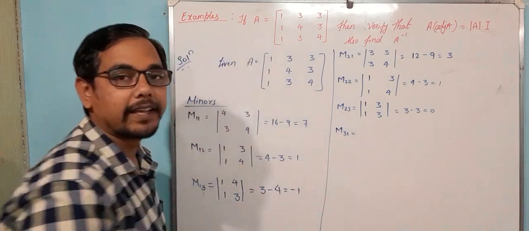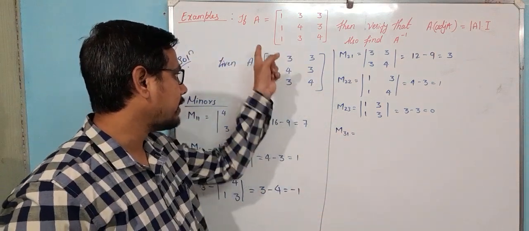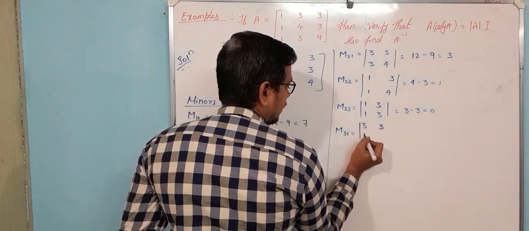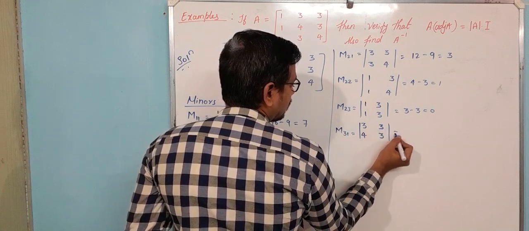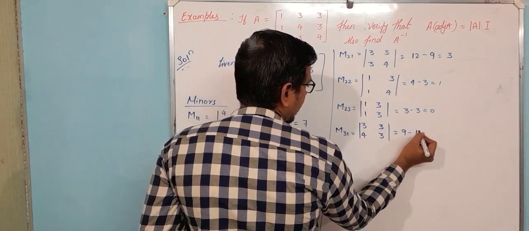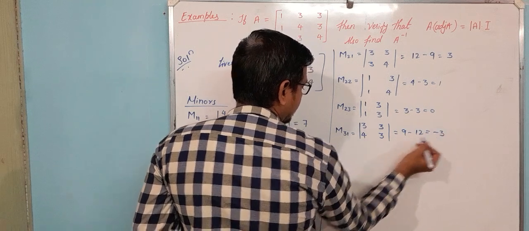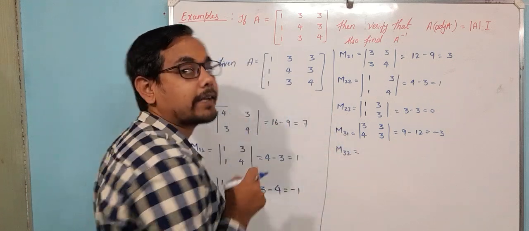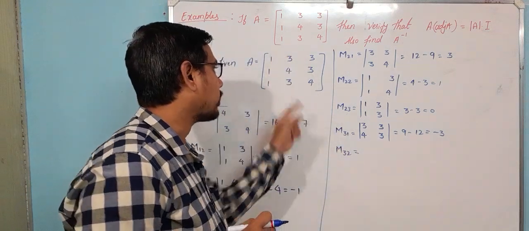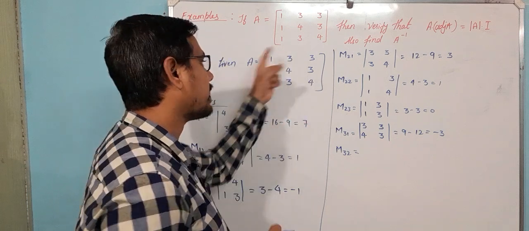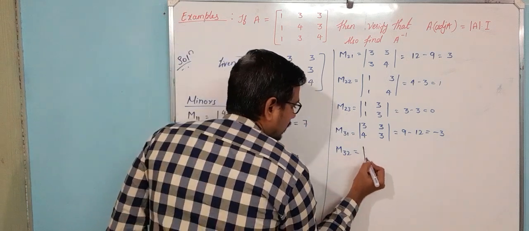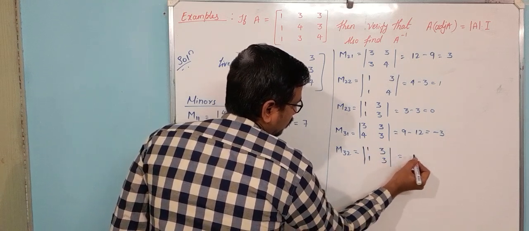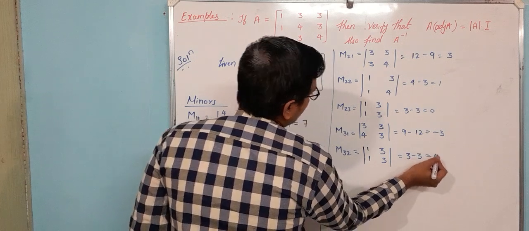Next, M31, the minor of A31, leaving the third row and first column. What is left is 3, 3, 4, 3. So 3 into 3 is 9 minus 12, that is minus 3. M32, the minor of A32, leaving the third row and second column. What is left is 1, 3, 1, 3. So this is once again 3 minus 3, that is 0.